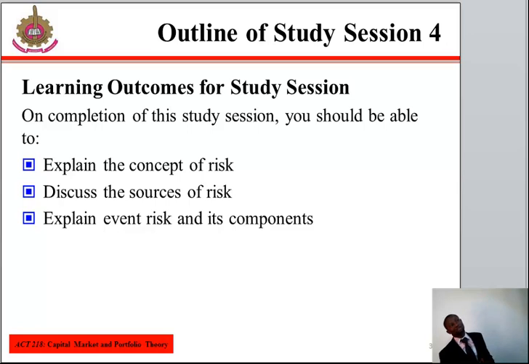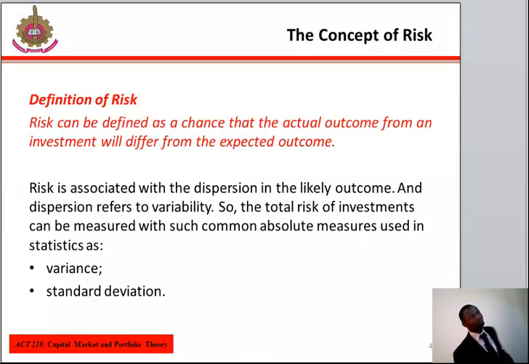Learning outcome for study session 4. After you have studied this session, you should be able to explain the concept of risk. You should be able to discuss the sources of risk. And finally, you should be able to explain event risk and its components.